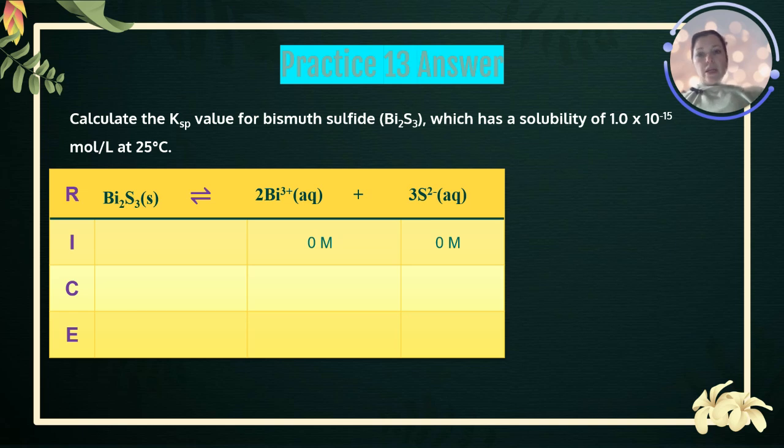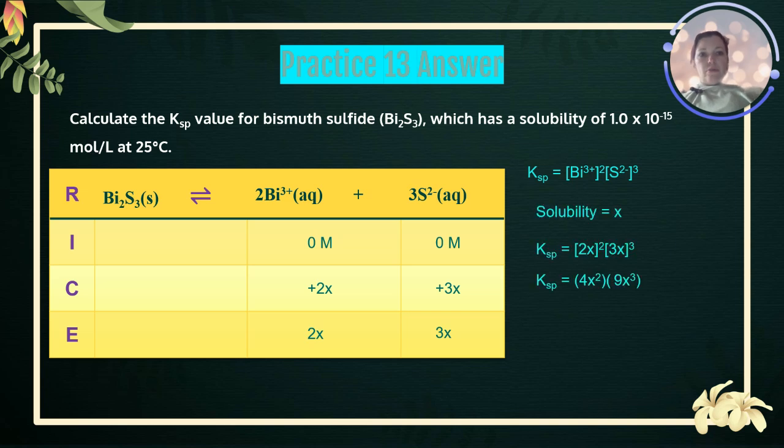Then our change is going to be plus 2x for your Bi and plus 3x for your S. This is 2x and 3x. So Ksp is this expression, right? Products raised to their powers. And of course, we don't have reactants to include because that's a solid. And then remember that solubility is equal to x.